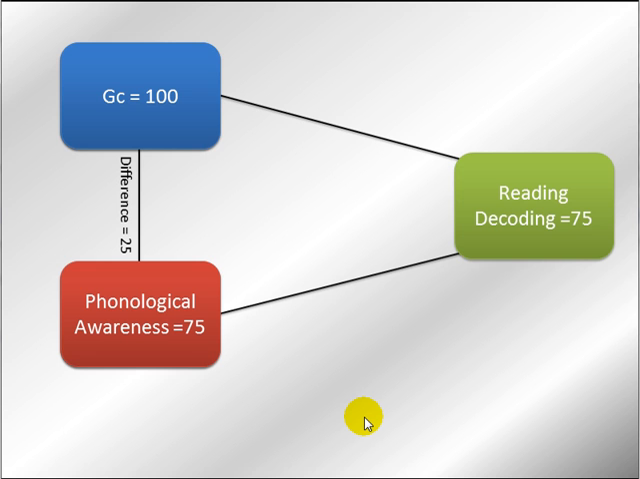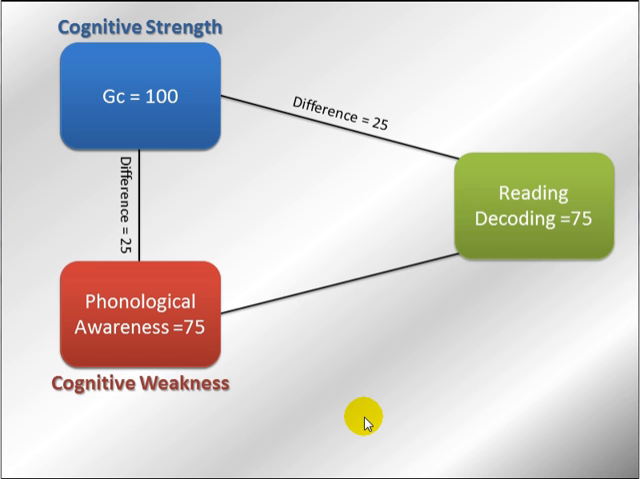Almost certainly this is a statistically significant difference, and it's also probably a rare occurrence for someone to have that large of a difference. GC would be considered a cognitive strength for this person, and phonological awareness would be a cognitive weakness. The difference between the cognitive strength and the academic deficit is also 25, and the difference between phonological awareness, the cognitive weakness, and reading decoding is 0.